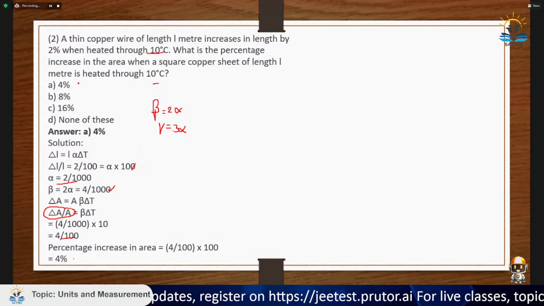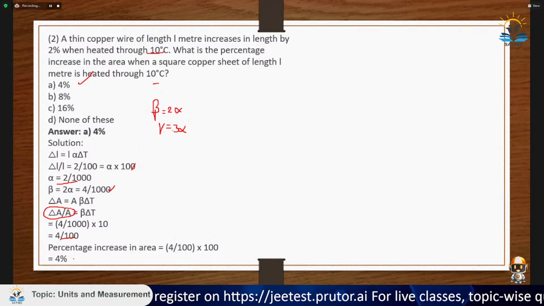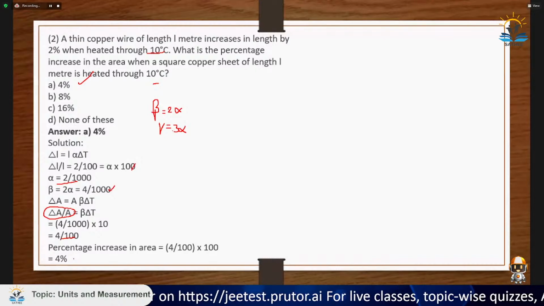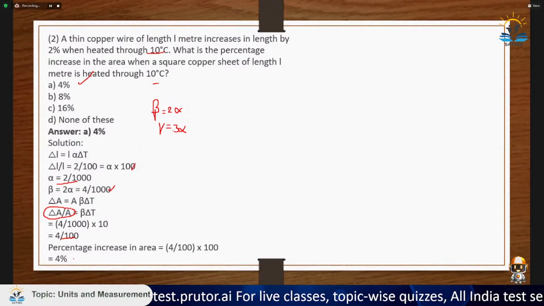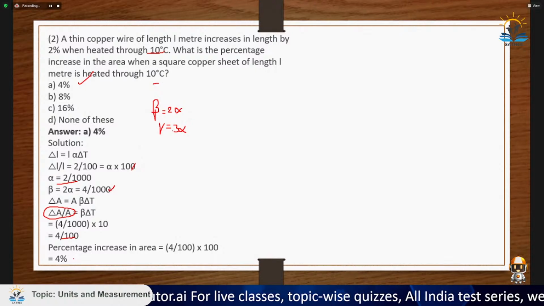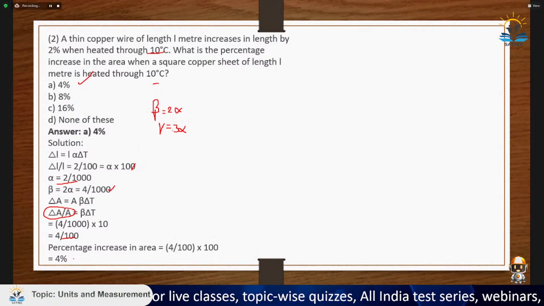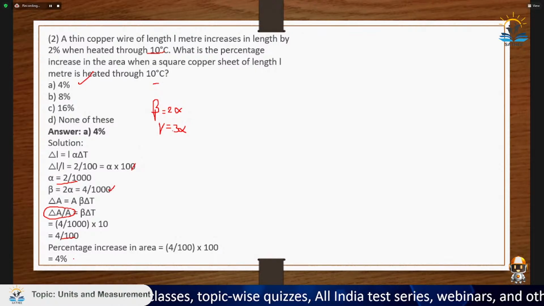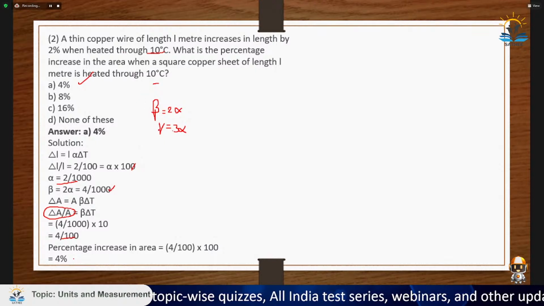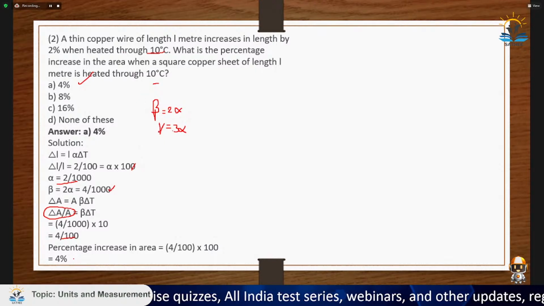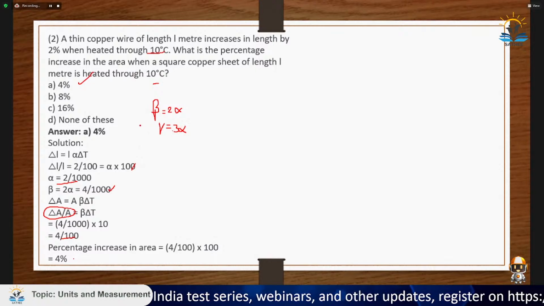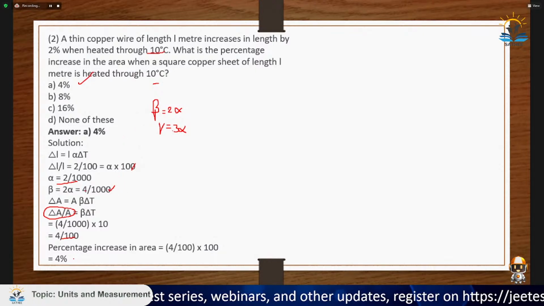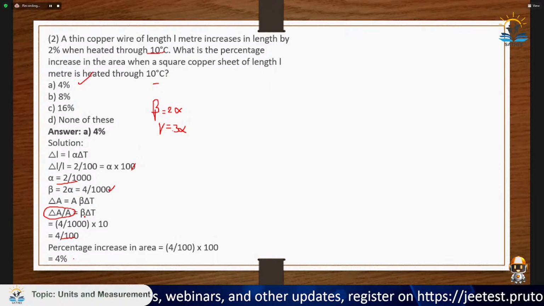Basically this thing was in this chapter. One more thing: you need to know the concepts of other chapters to implement here, because this is not an individual chapter. This chapter comes into use with other chapters. If you don't know the concept of beta and gamma, superficial and volume expansion, that they are 2 times alpha and 3 times alpha, you would not have done this question. So please, this chapter is actually easy, but you need to know the concepts of other chapters also.